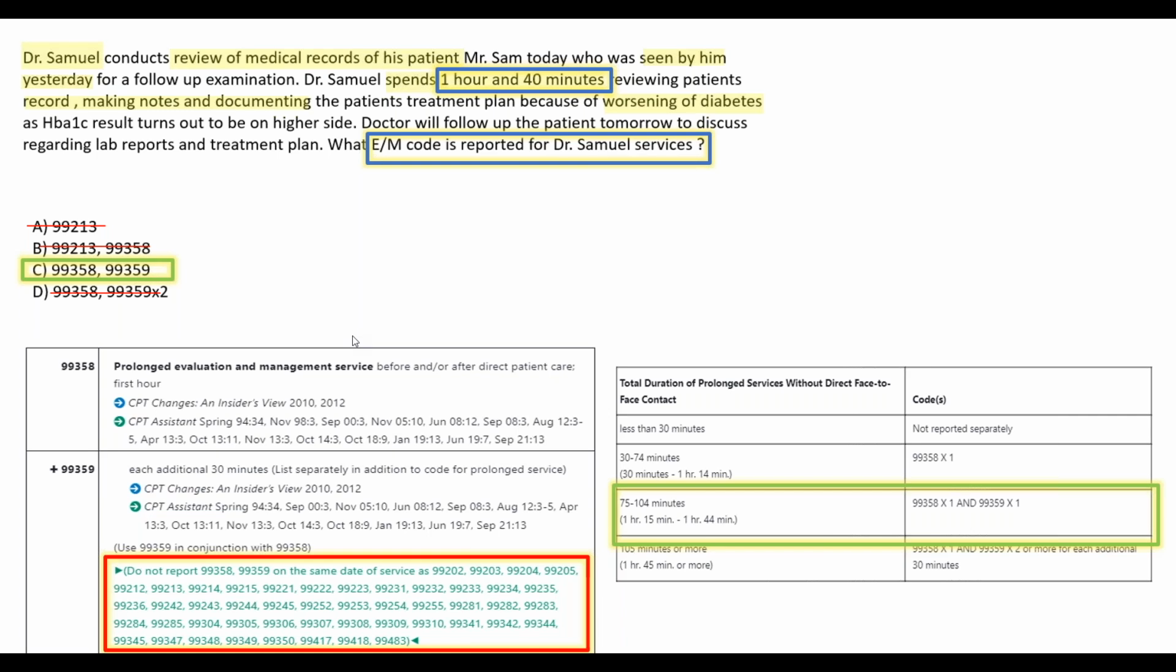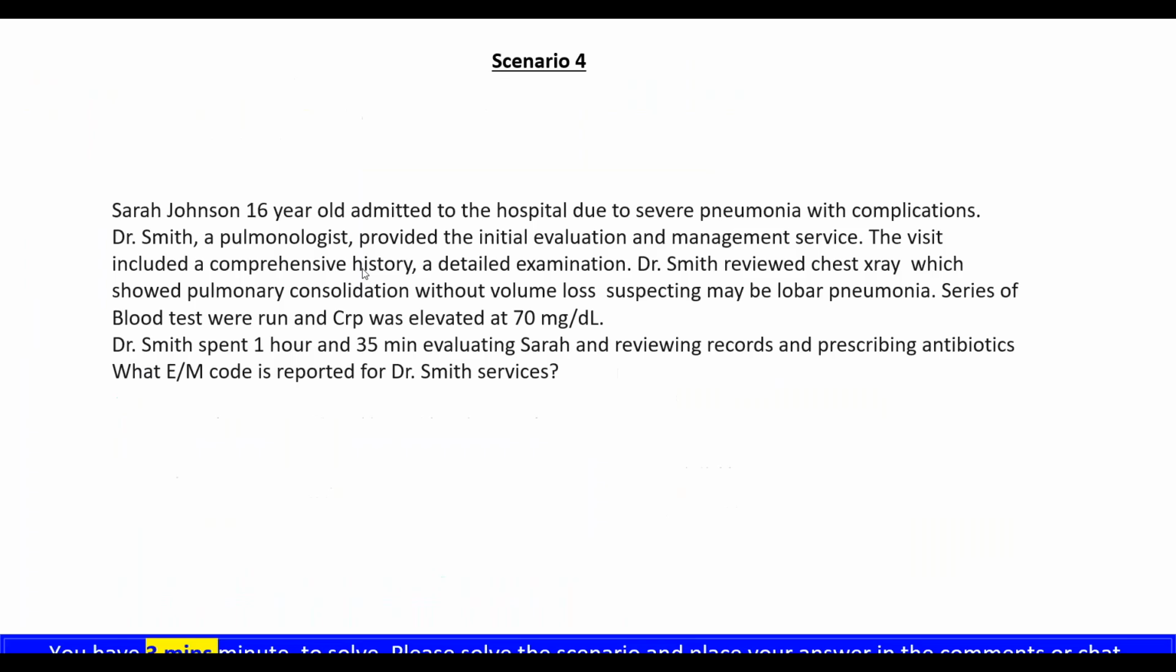Yes, so good work on that scenario. Shall we move on to scenario number 4? Are you ready for scenario 4? Yes. Okay. So once again, I would invite Ms. Zenia to come on the stage and read scenario 4 for us.